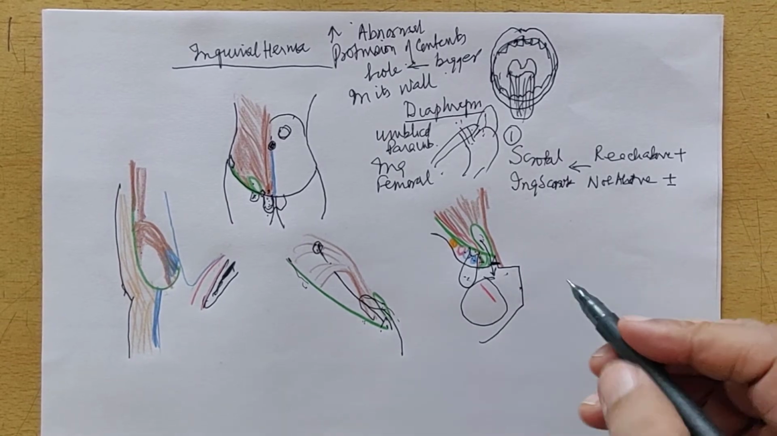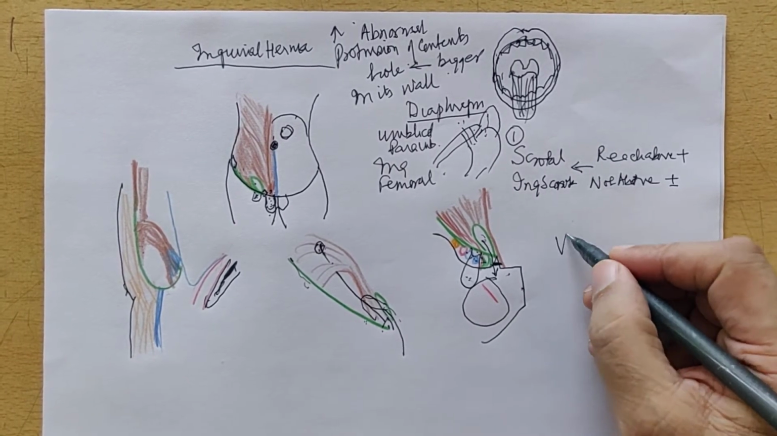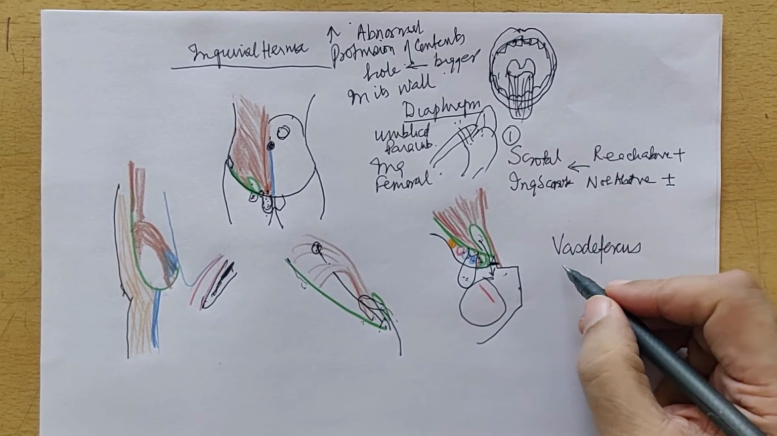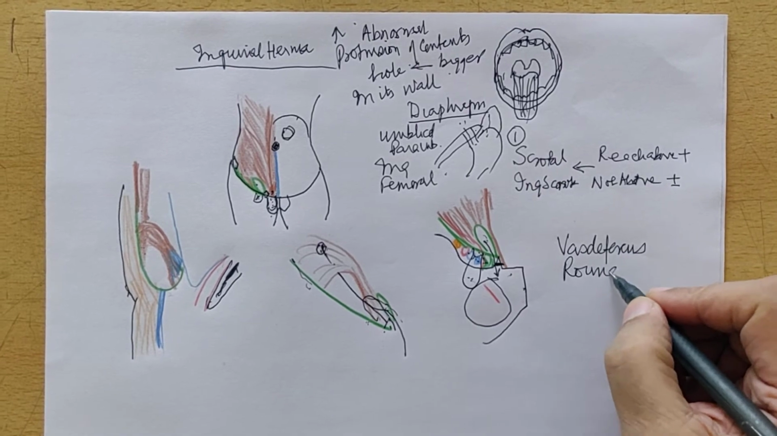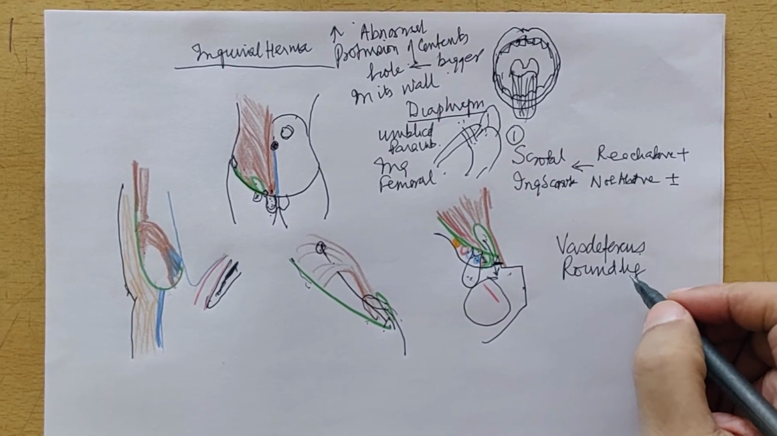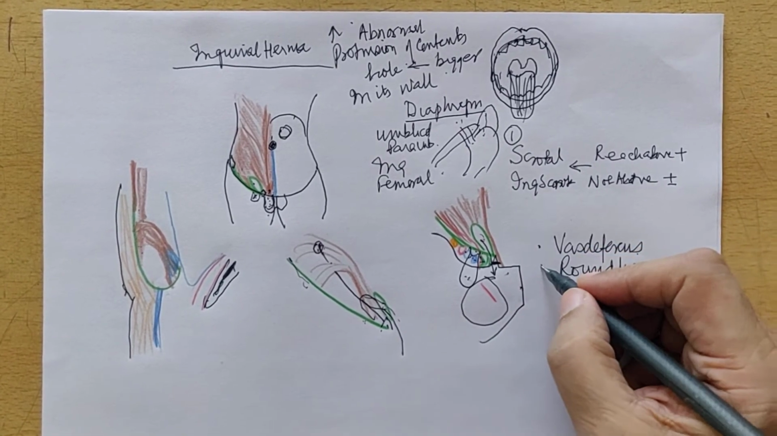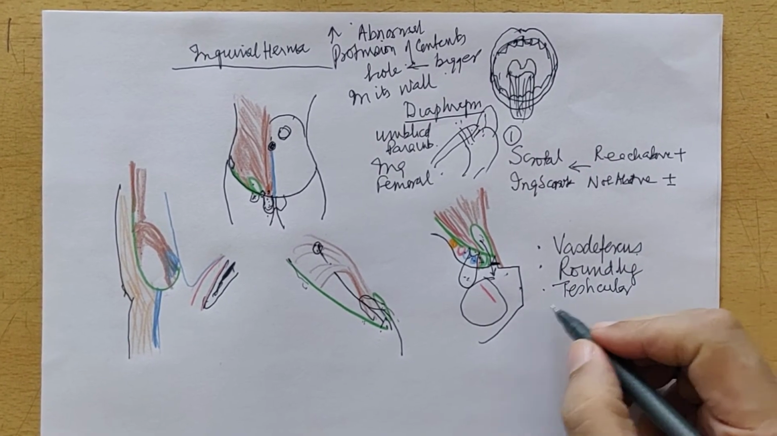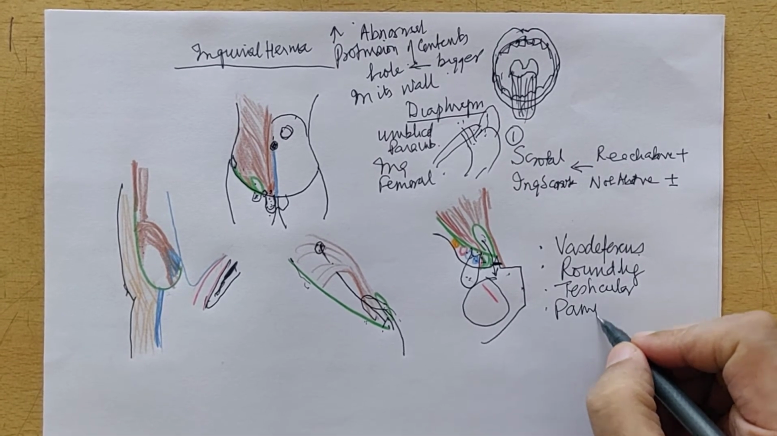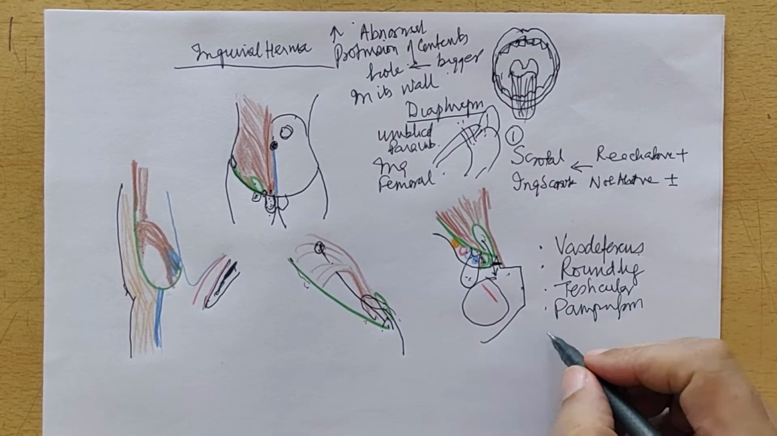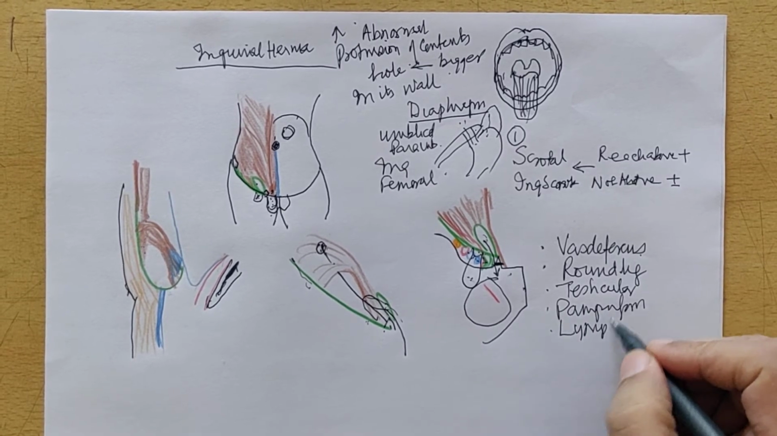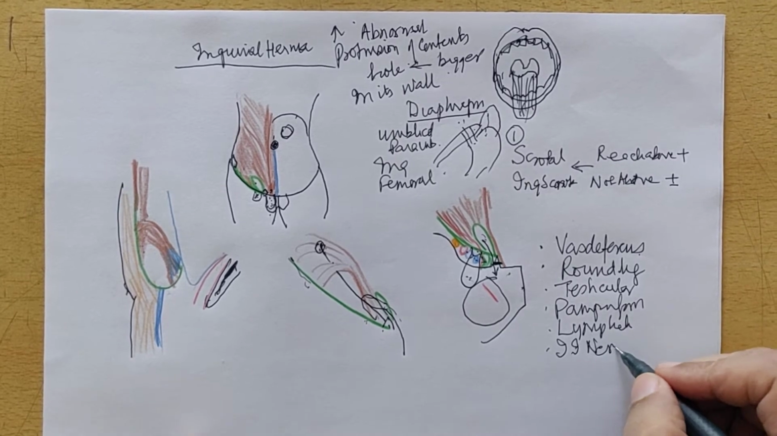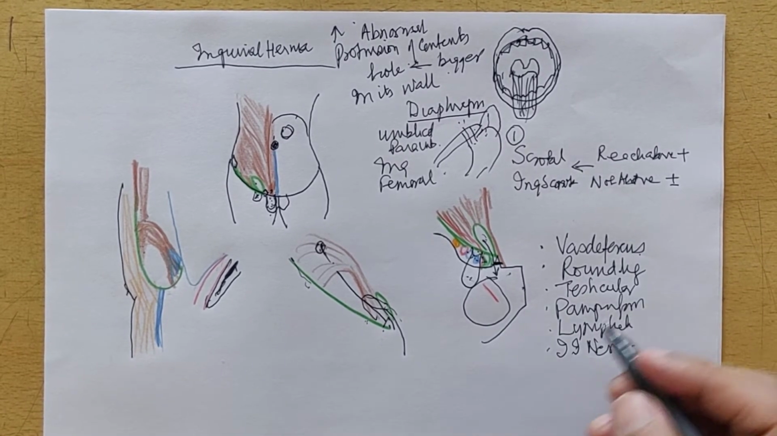Okay, now what are the contents? The vas deferens or the round ligament, because in a woman the testis is inside. Then the testicular artery, the pampiniform plexus of veins, lymphatics, ilioinguinal nerve, and they are covered by three sheets.